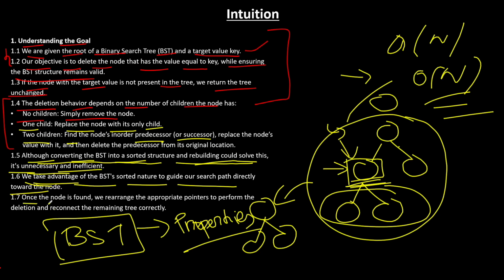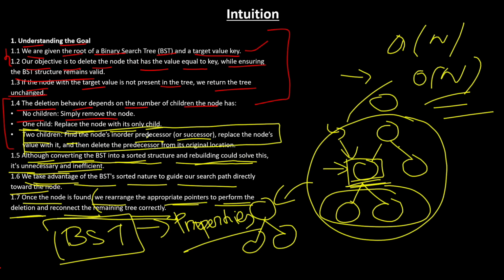Okay, and take advantage of the BST's sorted nature to guide our search path directly toward the node. Once the node is found, we rearrange the appropriate pointers to perform the deletion and reconnect the remaining tree correctly. So instead of creating a new tree, we can find the node which has to be deleted and rearrange the pointers. Basically, we could just restructure the tree without creating a new one. I will explain the two children case, which is the most important one, in the upcoming slide.